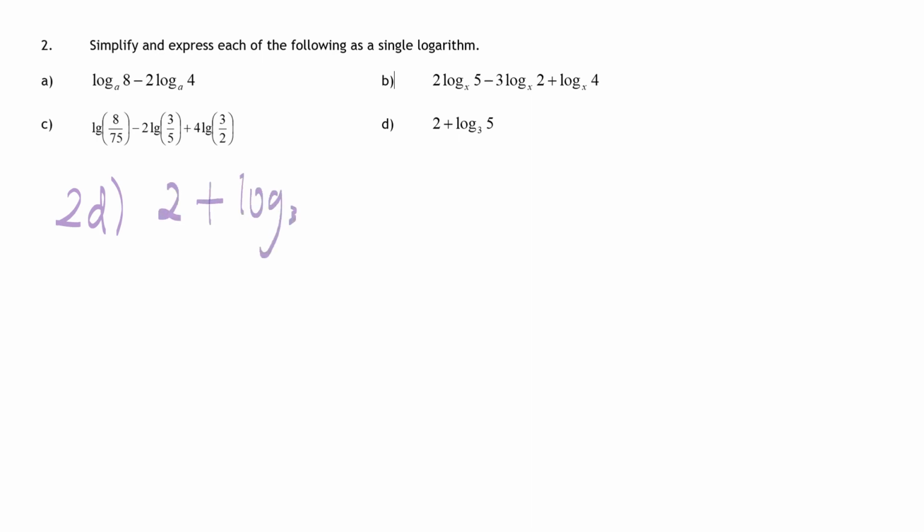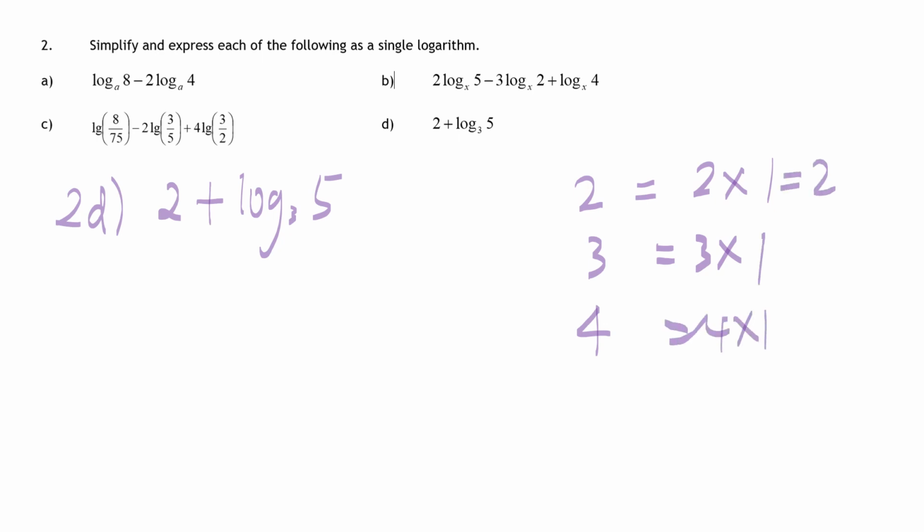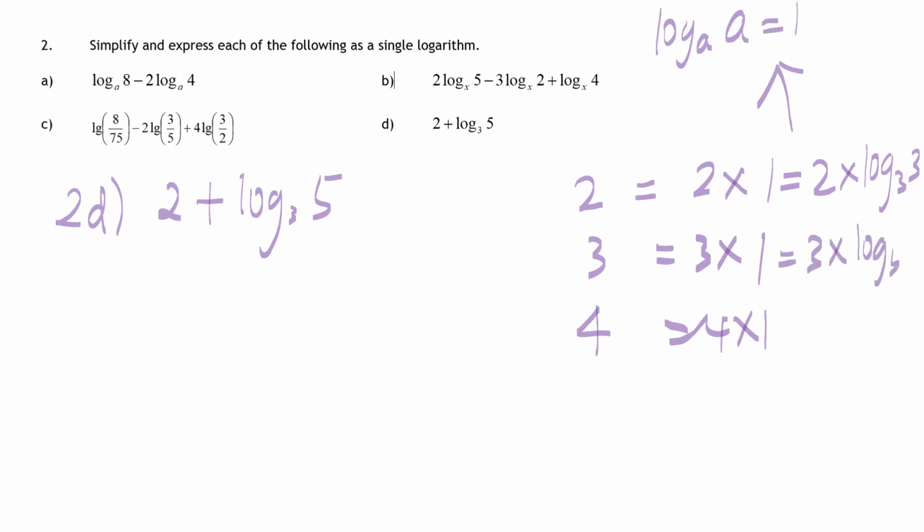Alright, here's a very useful tip that I would like to share with you. If you're given any numbers like 2, 3, 4, you can always rewrite them as 2 times 1, 3 times 1, and 4 times 1. Then depending on what base you need for the specific log, let's say if you need log base 3, you can actually write 2 as 2 times log 3 base 3, because recall that we learned log a base a is 1. So likewise, if you want the log base 5, can you see how useful it is?